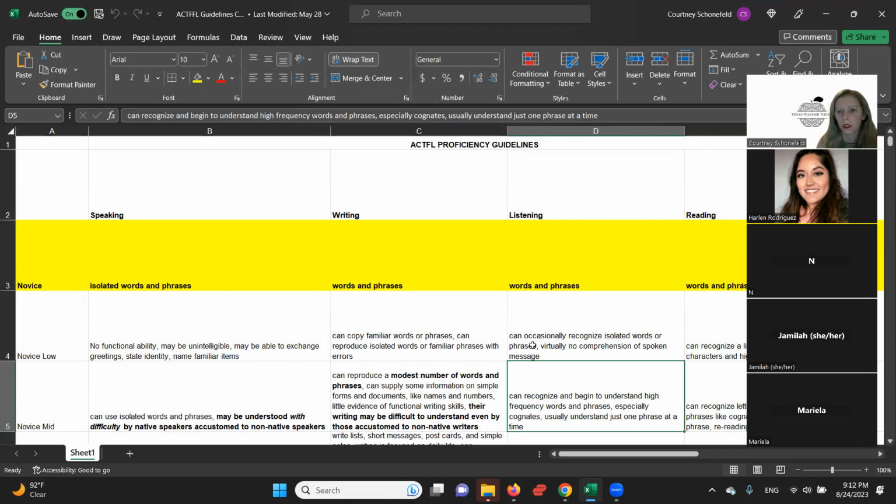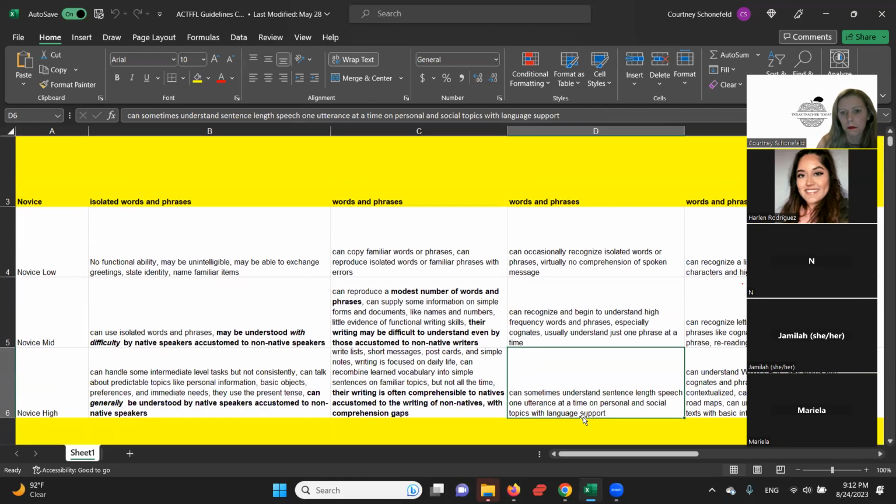So cognates are words that look alike and have the same meaning. So hospital and hospital, right? Computadora, computer, they look similar and have the same meaning. So that helps, of course, at the novice level. If they're cognates, they can understand that. They can usually just understand one phrase at a time.